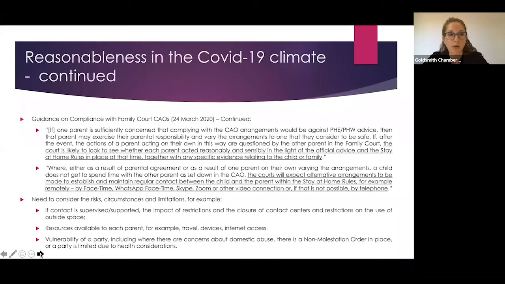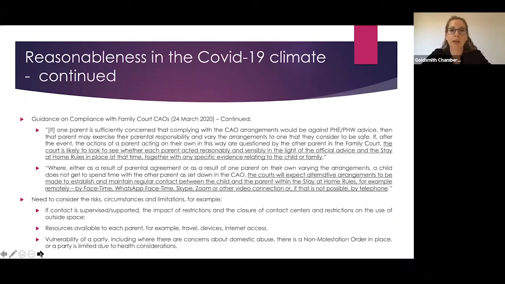You'll note on the first bullet point, the underlying provision there is that where a parent makes a unilateral decision to withhold contact or to stop contact altogether, and the court is being asked to look at whether or not a parent has acted reasonably, so a reasonable excuse, the court will look at the official guidance that's in place at the time, the stay-at-home rules and what they look like at the time, and any specific evidence relating to the child and the family.